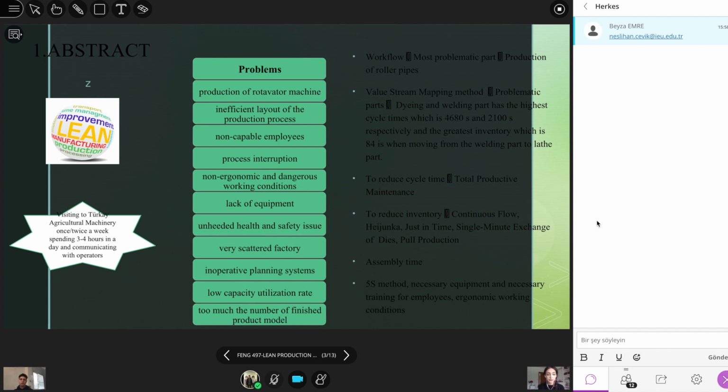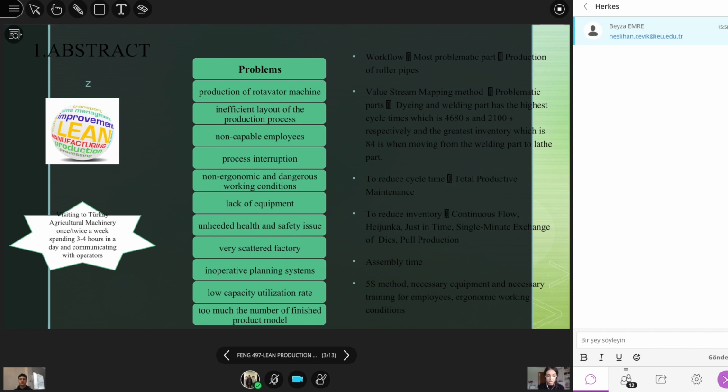There are bottlenecks. During the semester, by visiting Turkey agricultural machinery once or twice a week, spending 3 to 4 hours a day and communicating with operators, the workflow is created and the production of roller pipes is determined as the most problematic part. Then, the value stream mapping method, which is part of lean management, is applied on this part. In the value stream map, problematic parts are determined. Dyeing and welding have the highest cycle times, which are 4,680 seconds and 2,100 seconds respectively. And the greatest inventory, which is 84 units, is when moving from the welding part to the lathe part.